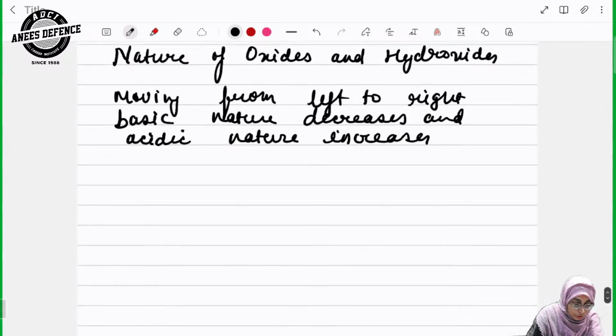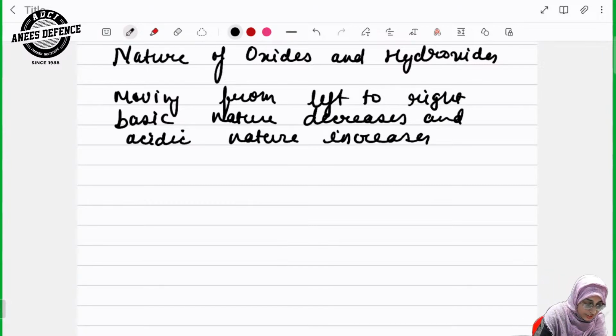It means that the oxides of metals, because the left side are the metal oxides and the right side are the non-metal oxides. The metal oxides are basic in nature. Non-metal oxides are acidic in nature.